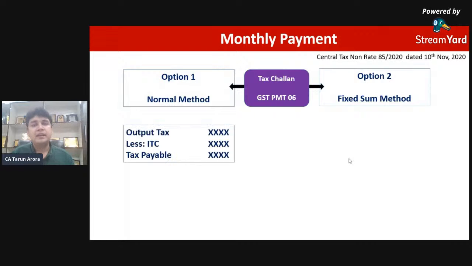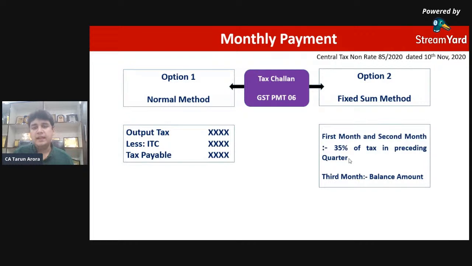And under the normal method, what I will do is take total output tax less input tax credits, I will have the balancing figure, tax payable, and this tax I will pay through PMT 06. Fixed sum method is again a step towards ease of payment. It says that for your first and second month, we fix the liability.